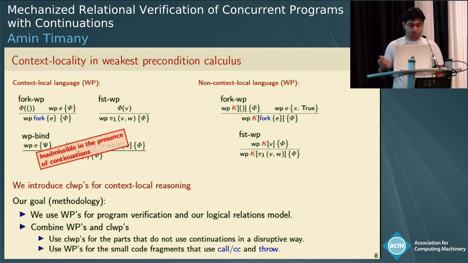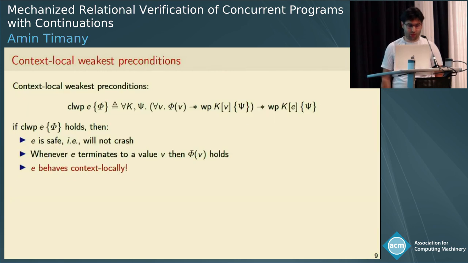So what we do is we introduce context-local weakest preconditions that allow us to reason context locally. And our methodology here is that we want to specify programs with weakest preconditions, the ordinary ones that we have seen, and basically combine the two reasoning principles and reason about most of the program that is actually behaving context locally. So let's see how we do this.